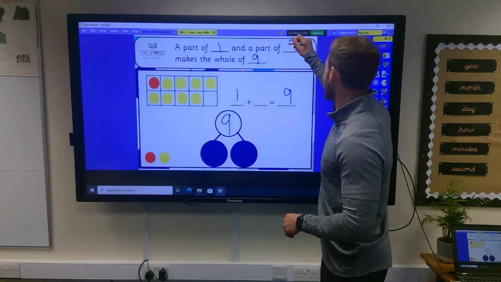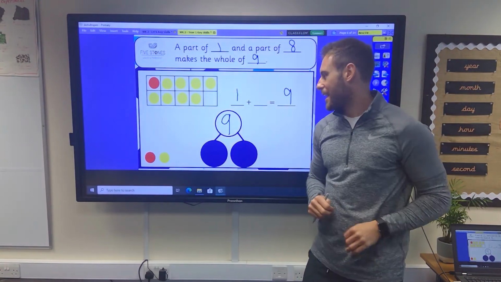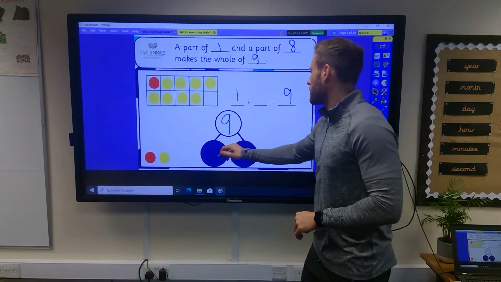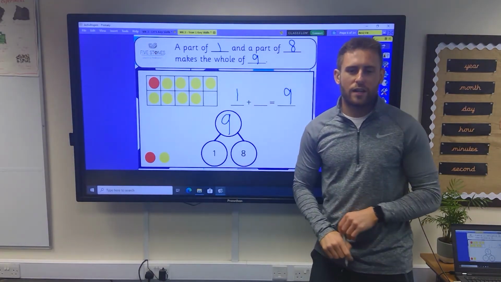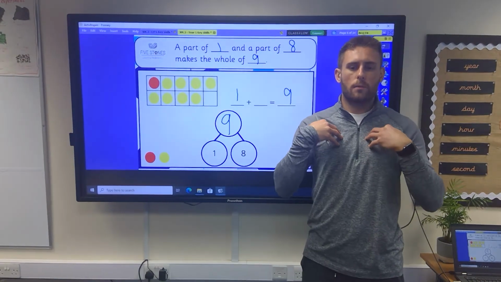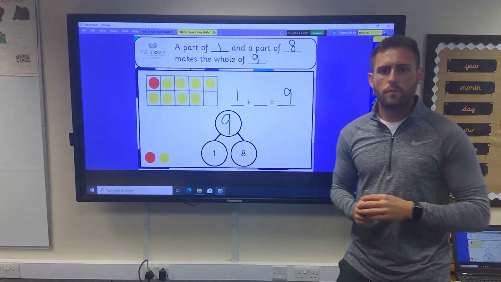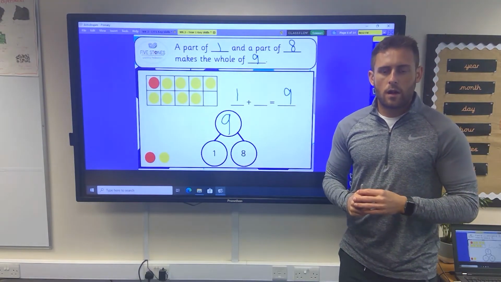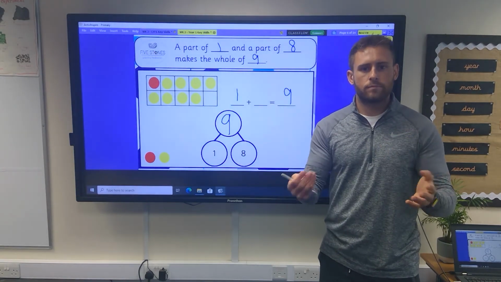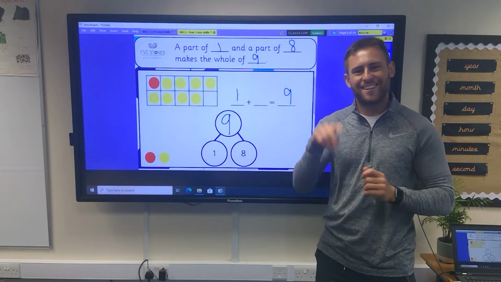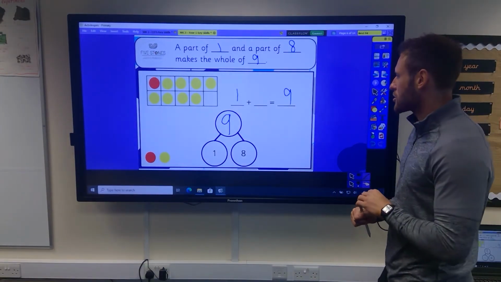Yes, it was 8. So we've got 4 and 4. 4 and 4 is 8. So we've got a part of 1 and a part of 8 makes the whole of 9. A part of 1 and a part of 8 makes the whole of 9. Great work, well done.